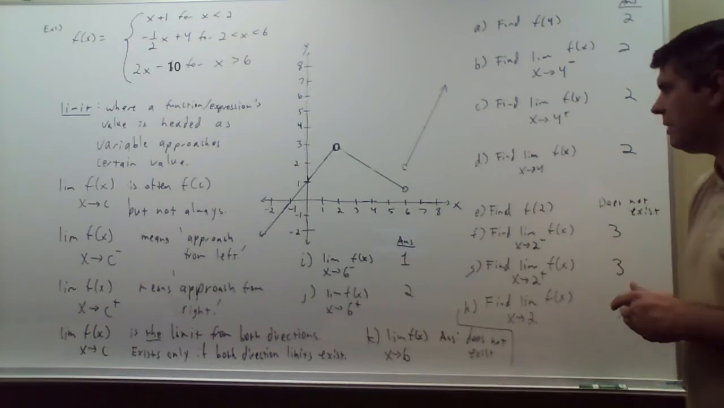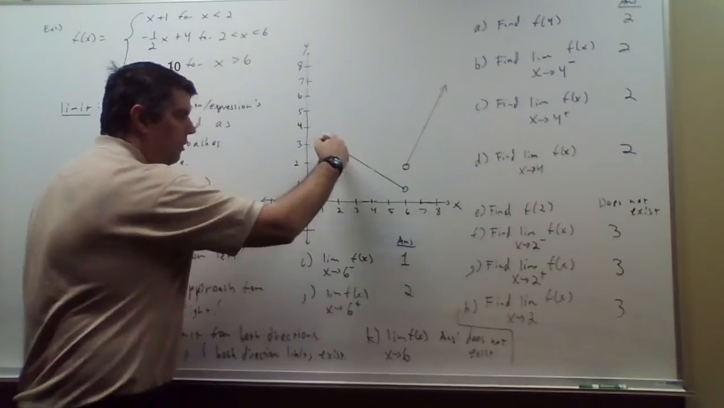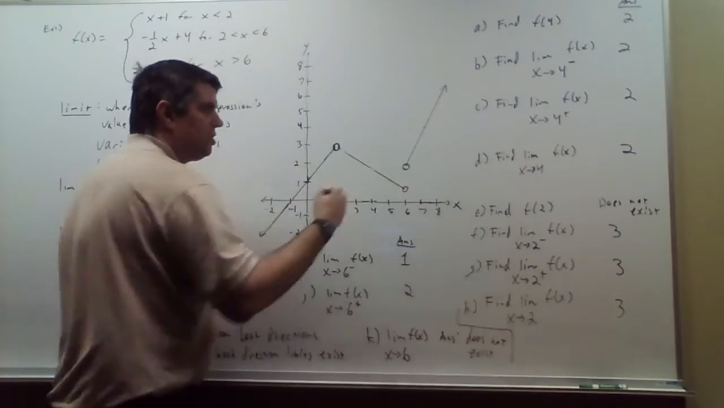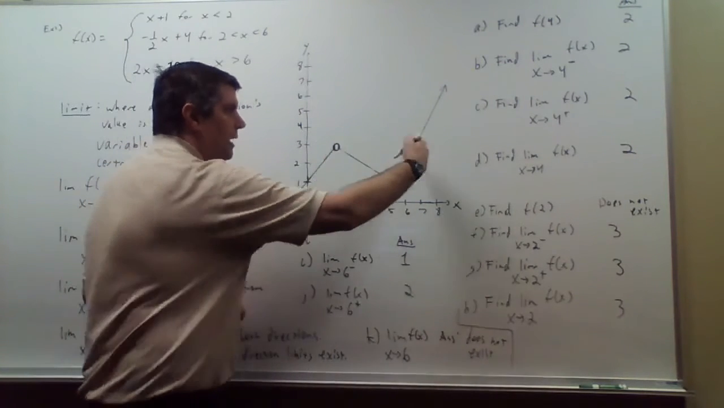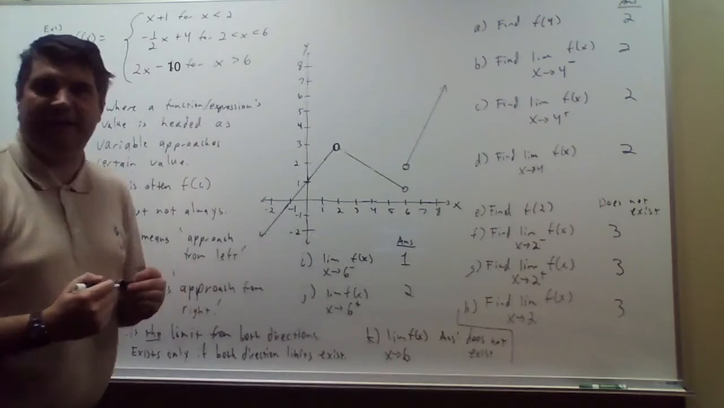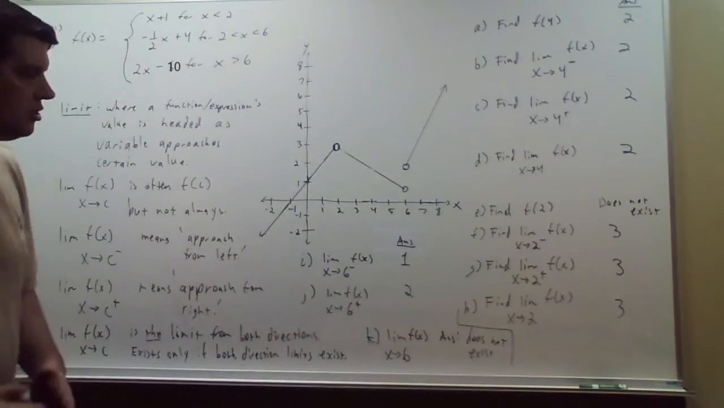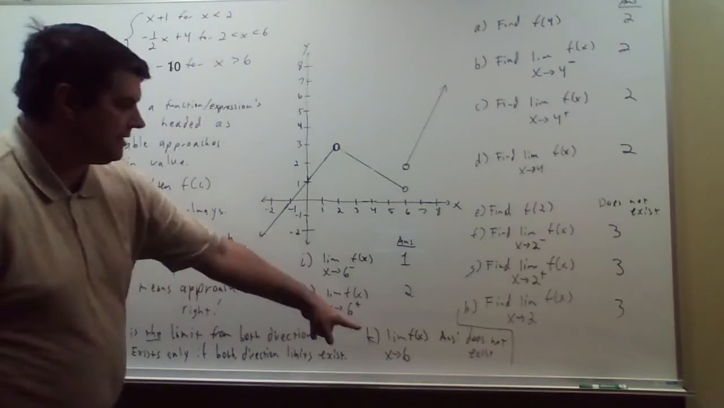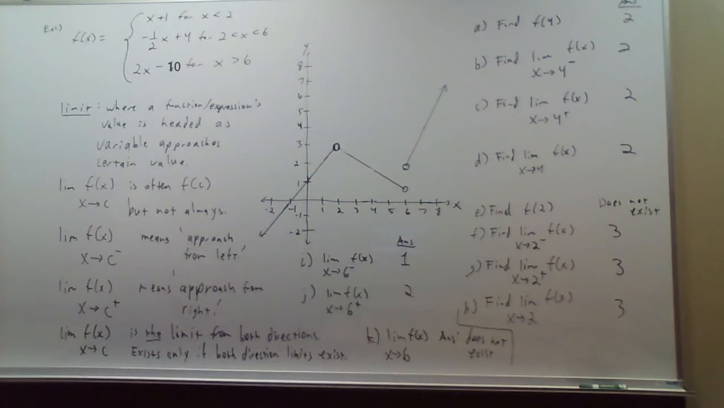Since the limit was different depending on which direction we approached from: as we approach from the left, it's 1. As we approach from the right, it's 2. It's different. So the limits are not the same for both directions. So the limit as x approaches 6 doesn't exist.